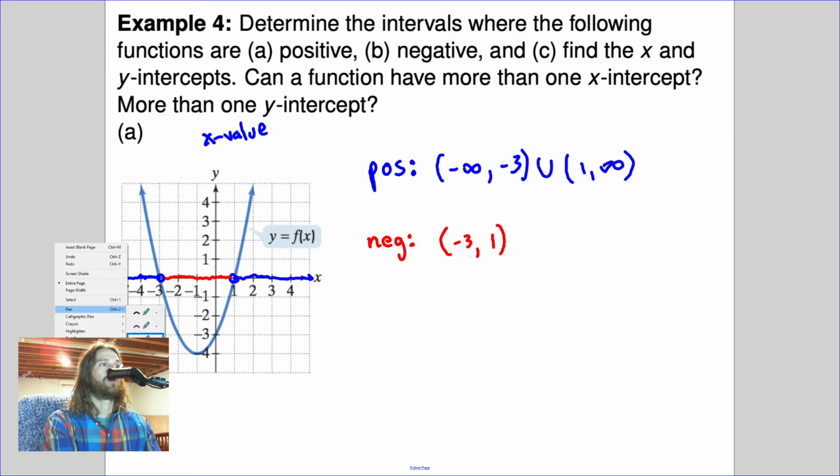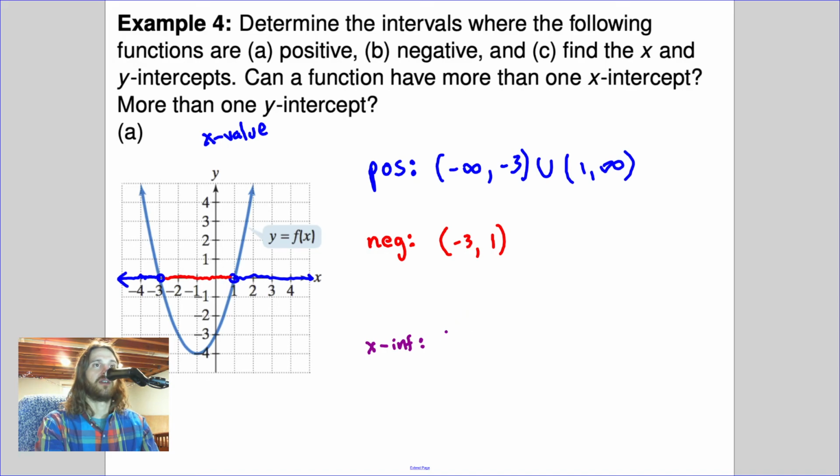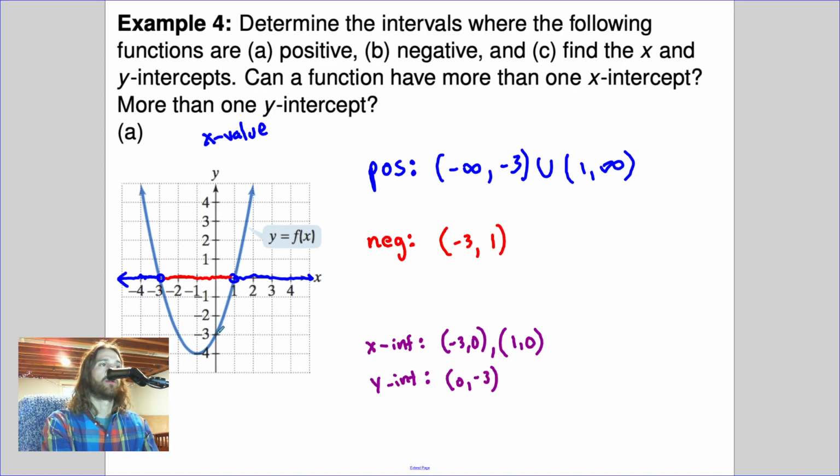And let's do it in purple. Let's talk about our x-intercepts. For x-intercepts, we're going to list a bunch of points. We have 2 x-intercepts. It crosses at (-3, 0), and it crosses at (1, 0). Those are our 2 x-intercepts. Our y-intercept, there is only one. It crosses only one time, and that is because it has to. All right, let's keep going.